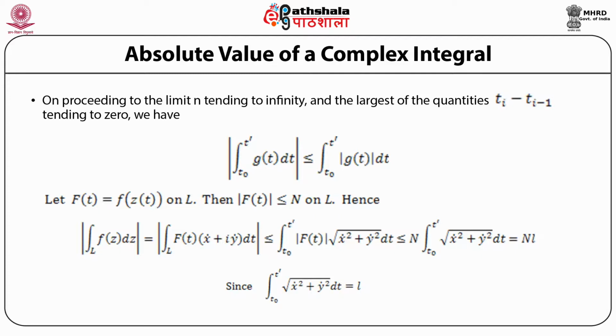Let f(t) equal f(z(t)) on L, then mod of f(t) should be less than or equal to N on L. Hence, mod of the integral along L of f(z) dz equals mod of the integral along L of f(t) into (x dot plus iota y dot) dt, which is less than or equal to the integral from t naught to t dash of mod of f(t) into the square root of x dot squared plus y dot squared dt, less than or equal to N times the integral from t naught to t dash of the square root of x dot squared plus y dot squared dt, which equals NL. Since the integral from t naught to t dash of the square root of x dot squared plus y dot squared dt equals L.